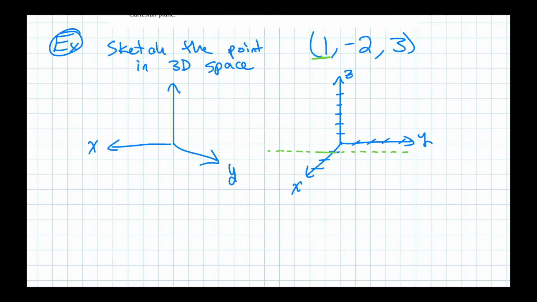Then we have, what do we have? Y equals -2. Well, where would Y equals -2 be? Well, we've got Y equals 0 is going to be here. Y equals 1, Y equals 2, Y equals 3. So positive Y is this way, +1, +2, +3. So -2 is going to be the opposite direction.